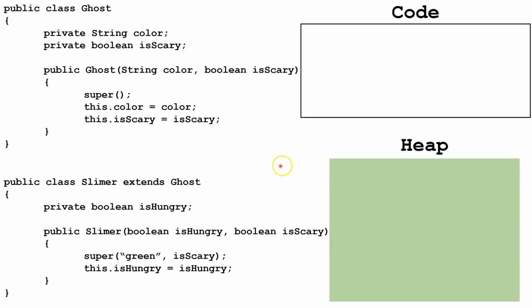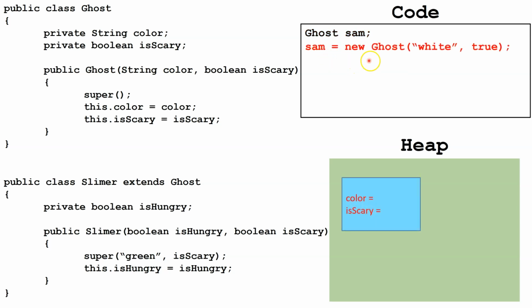We're going to write some code now. For the purpose of this tutorial, we will assume that this code is in a main method somewhere. We'll start by declaring a reference variable Sam of type Ghost. Next, we will initialize Sam with a new instance of Ghost, and we will pass the arguments white and true to the parameters in the Ghost constructor.